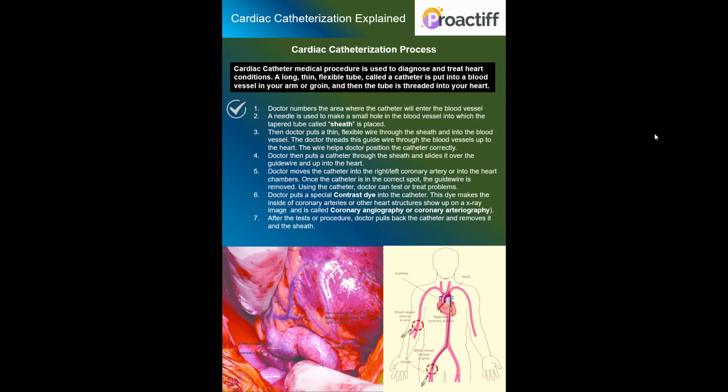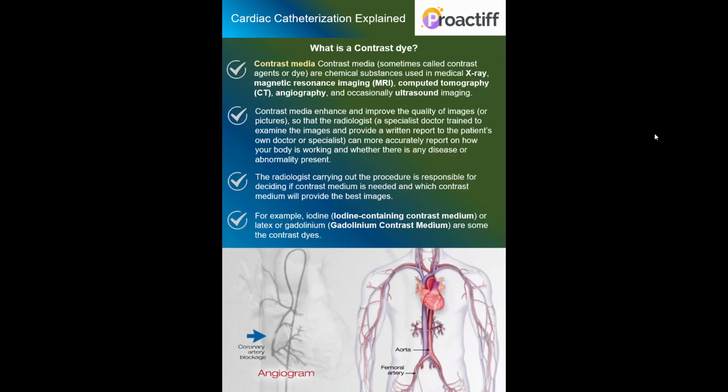And now he puts a special contrast dye into the catheter. This dye makes the inside of the coronary arteries or the heart structures show up in an X-ray image, and this process is generally defined as coronary angiography or coronary arteriography. After the test or the procedure, the doctor pulls back the catheter and removes it and the sheath as well.